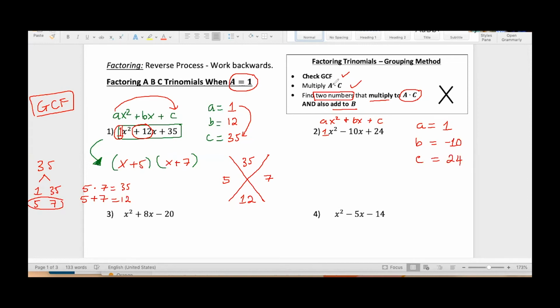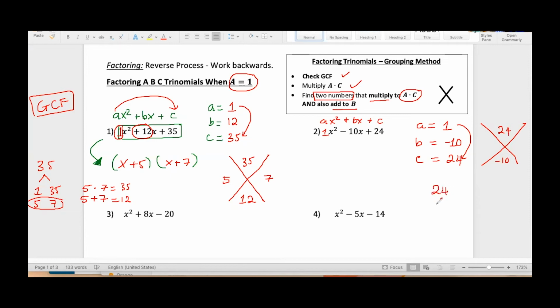Okay. When I check to see if they have any GCF, 1, -10, and 24 have nothing in common. Not all of them have x, so nothing in common. We can go ahead and do that method. So when I multiply, I like to put an x to remind you. 1 times 24 gives you 24. B is -10. Again, what could be a factor of c? I mean, my bad, what could be a factor of 24?